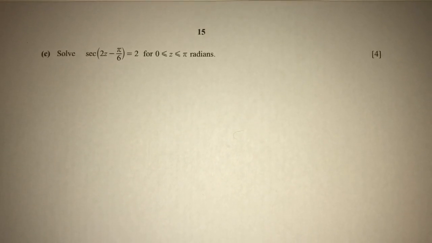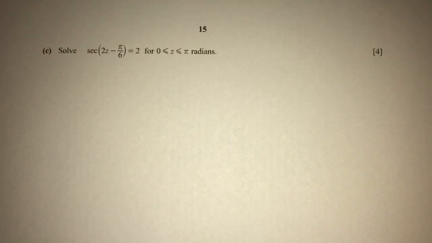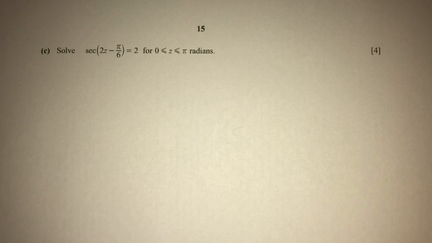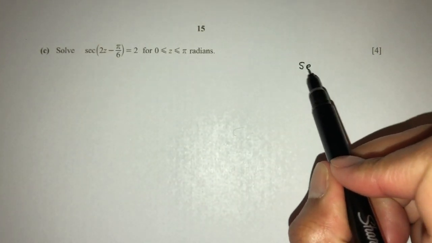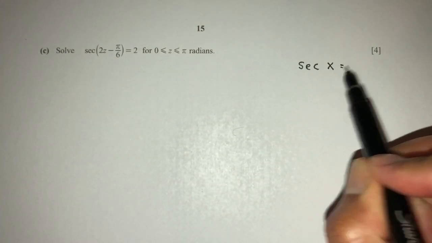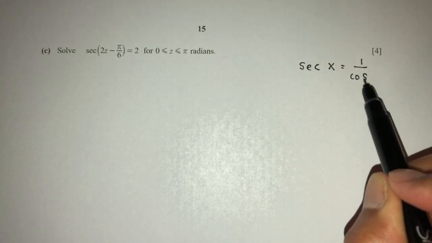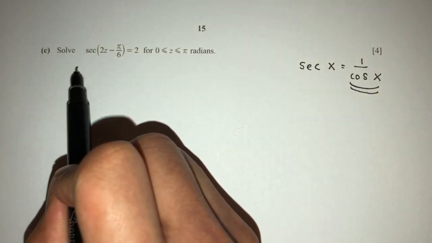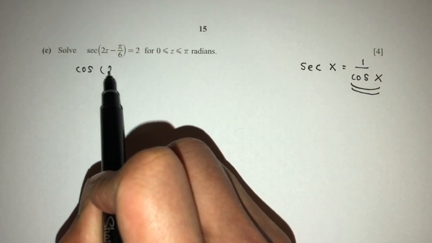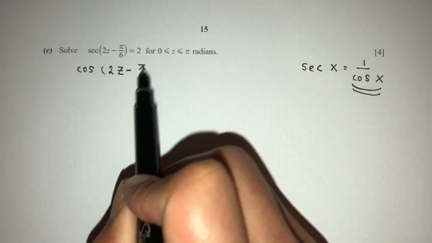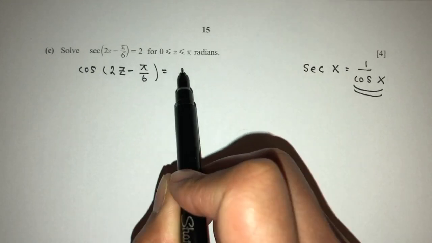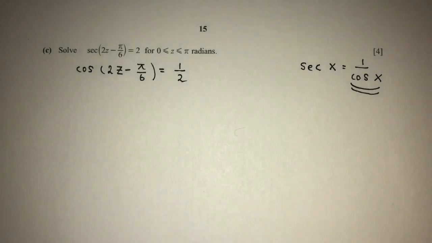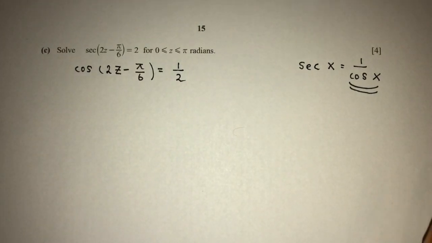Now let's move on to part C of the question. So here we have to solve again the equation for the value of z. Z is between 0 and pi radians. So let's do this one by one. So first thing to know is, what is sec x? It is 1 over cos x. So let's make cos x become the subject. So here we have cos of the angle, which is 2z minus pi by 6, will be equal to 1 over 2. Right? Let me show this to you step by step in case you're confused.